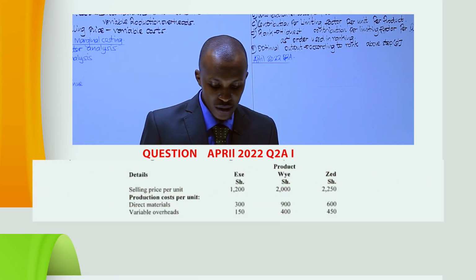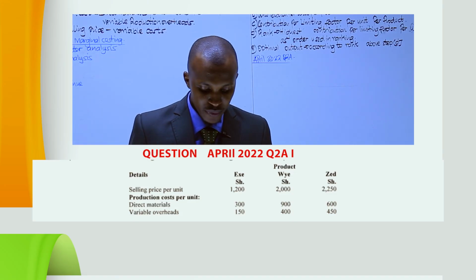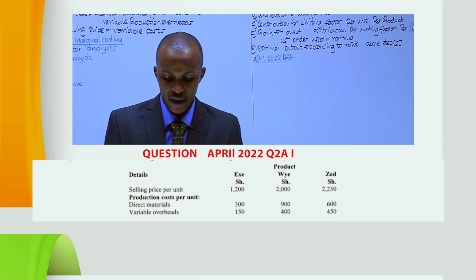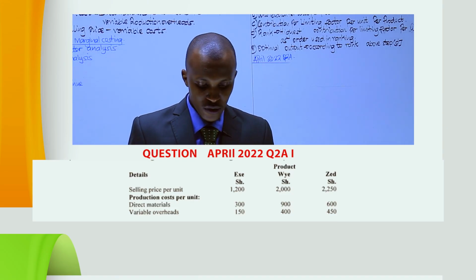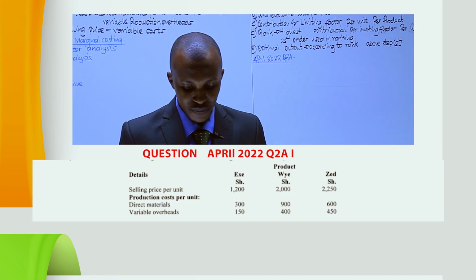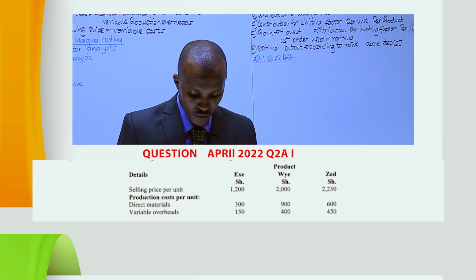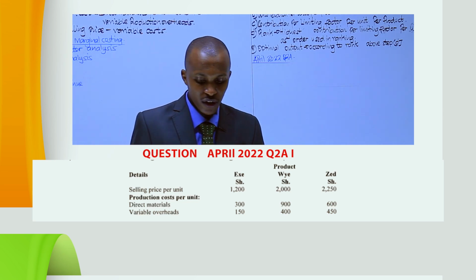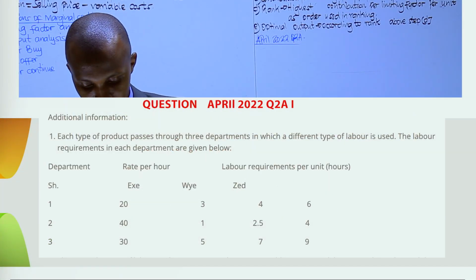You have your details. You have the products X, Y and Z. The selling price per unit of X is 1,200, of Y is 2,000, of Z is 2,250. Your production cost of materials is 300 for X, 900 for Y, 600 for Z. Your variable overheads for X is 150, for Y is 400, for Z is 450.